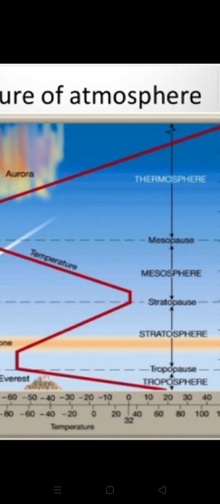Next one is mesosphere. Stratosphere is followed by the next zone called mesosphere, which is 40 kilometers in height. In mesosphere, temperature shows again a decrease up to minus 80 degrees Celsius. The upper layer of this zone forms the mesopause, and it is next to the ionosphere.